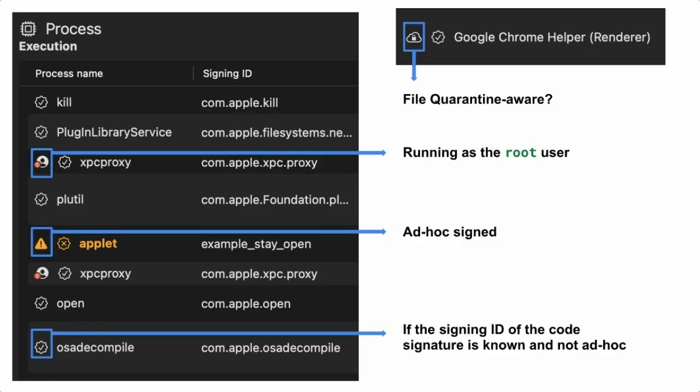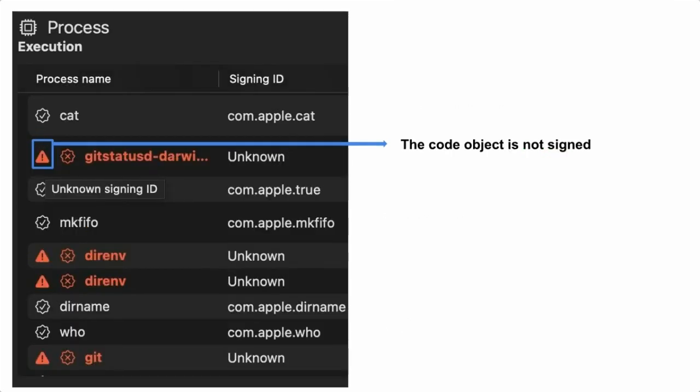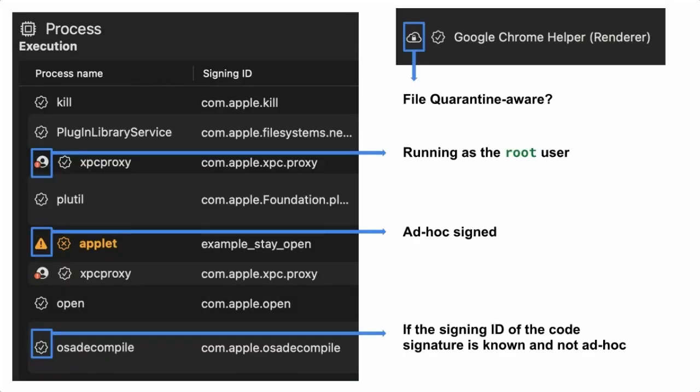And lastly here, let's go through some of the unique aspects of the table view itself. So if a process is running as root, you'll notice a specific symbol that's placed there. Same thing if processes are ad hoc signed, or if the signing ID is not known. And if the signer is completely unsigned, then you will see something like this as well. But we also include file quarantine awareness. So we're actually checking each app's info plist and making sure that it's file quarantine aware. And if it is, then we're going to place this symbol here because the telemetry is treated a little bit differently.